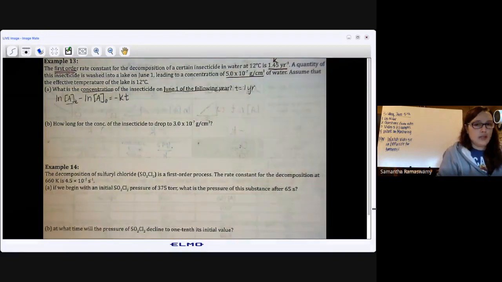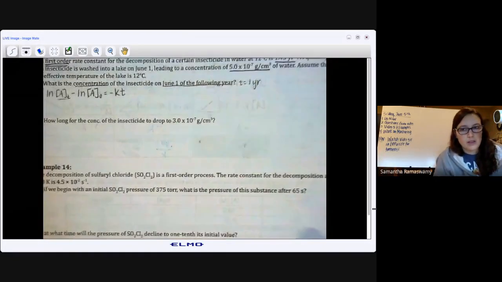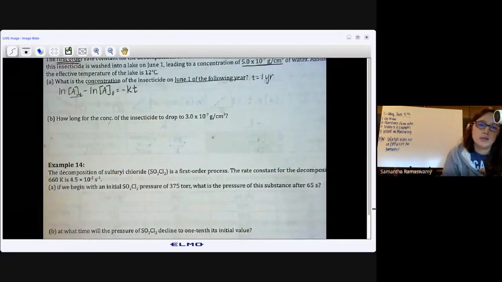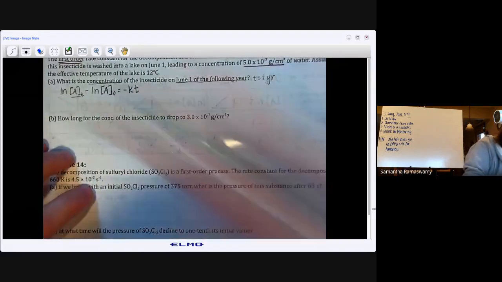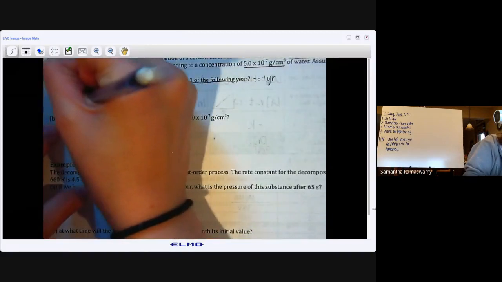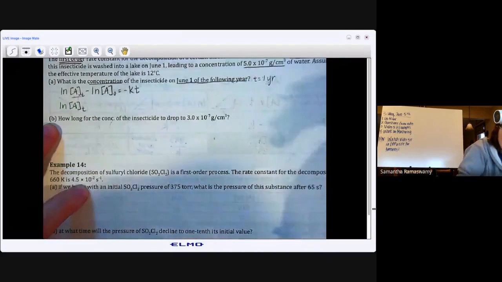Now I'm going to zoom in a little bit because we're going to be working with natural logs here. So I'm going to plug in what I know. I know nothing about concentration after some time. I'm going to leave that alone. That's what I'm solving for.